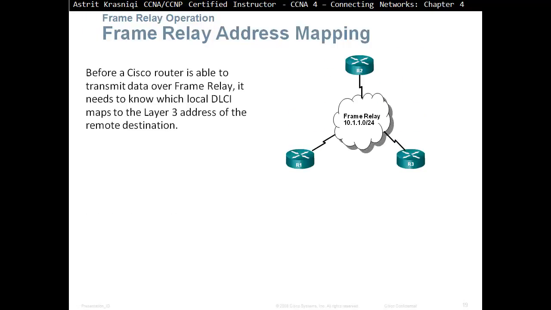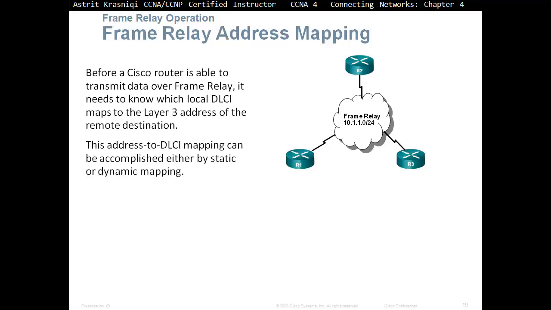So, frame relay address mapping. Before a Cisco router is able to transmit data over frame relay, it needs to know which local DLCI maps to which layer 3 address. It's like in the LAN, where we need to map a layer 3 IP address to a MAC address. Well, same here, we need to map the DLCI number, which is layer 2, to an IP address. The address to DLCI mapping can be accomplished either statically or dynamically. We can statically define it, or we can use something called inverse ARP to dynamically map it.